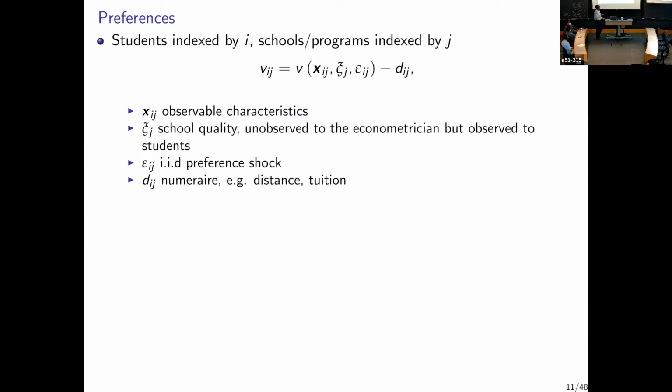I'm going to be indexing students by i and school programs by j. And I'm going to say that the indirect utility of student i for school j is given by a function V that depends on three things. Some x_ij's that are school and individual specific characteristics. So this could be something like, does this student have a sibling in this particular school? Okay. It can also be that the j component is not important.